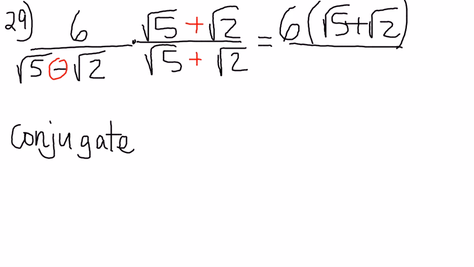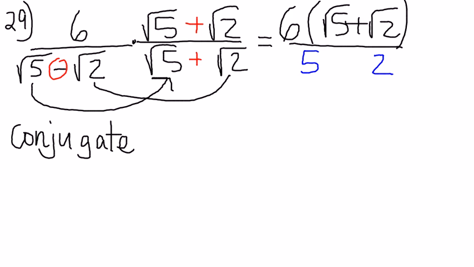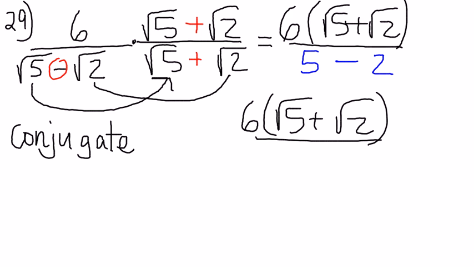So I am multiplying these two things by itself, the conjugate. So I'm basically going to be multiplying root 5 times itself, which comes out to be 5. And then I'm going to be multiplying again root 2 times itself, which comes out to be 2. And now what are the two signs that I have there? A negative times a positive is a minus. So I have 5 minus 2. So now let's see what we have left. The top is still 6 over this. And what's on the bottom?